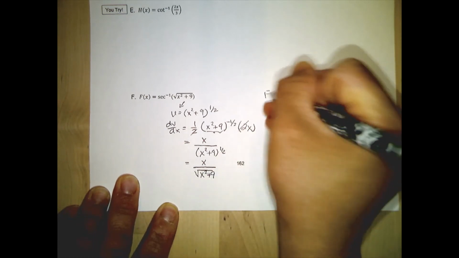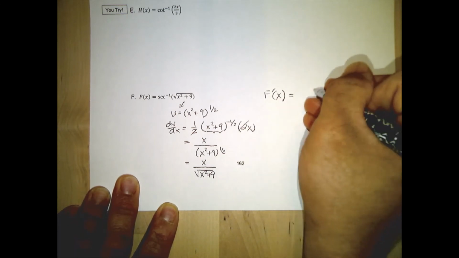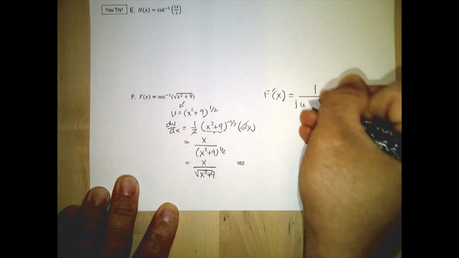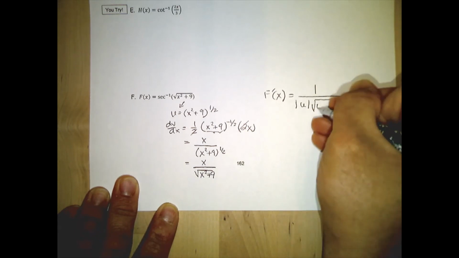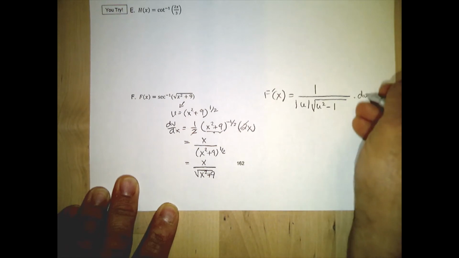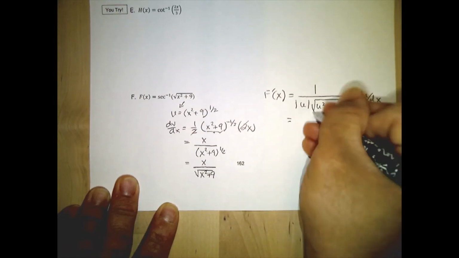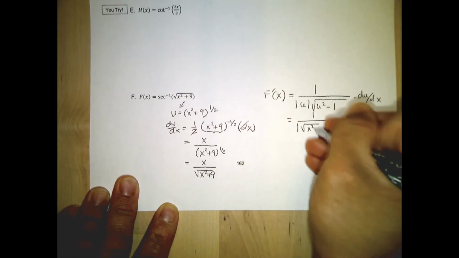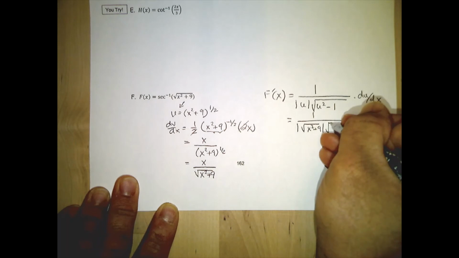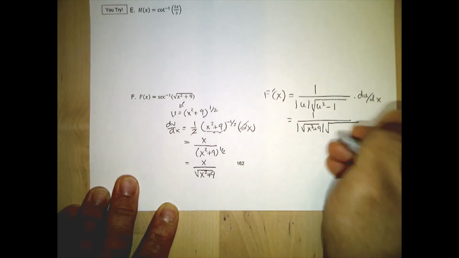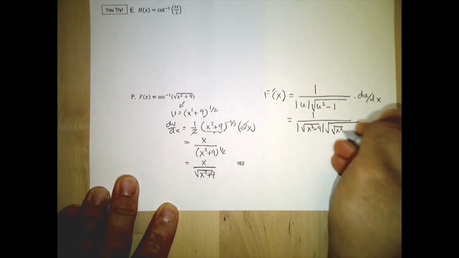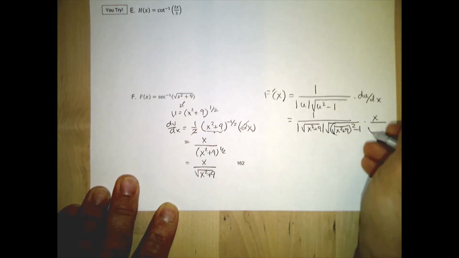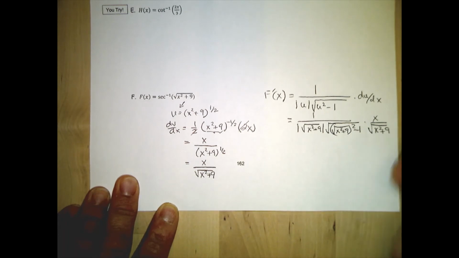So that means f prime of x is, all right, so this will be 1 over the absolute value of u times the square root of u squared minus 1 times du dx. So 1 over the absolute value of the square root of x squared plus 9 times the square root of the square root of x squared plus 9 squared minus 1 times x over the square root of x squared plus 9.